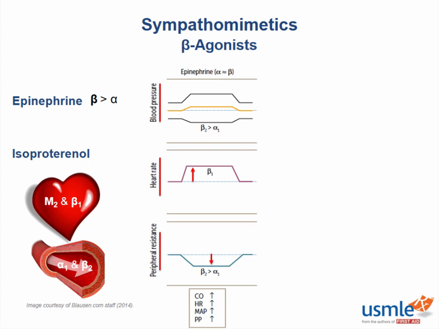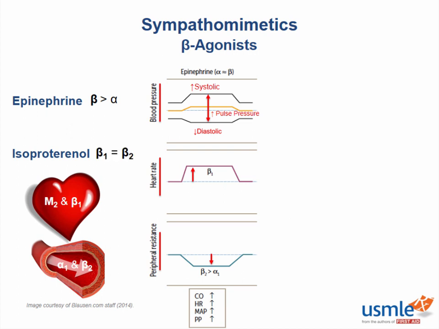The beta 1 effect on the heart leads to an increase in systolic blood pressure, but the beta 2 effect leads to a drop in diastolic blood pressure. When systolic and diastolic move in opposite directions, this is an increase in pulse pressure. And what is epinephrine classically used for? To treat anaphylaxis. Now let's move on to our pure beta agonist, isoproterenol.